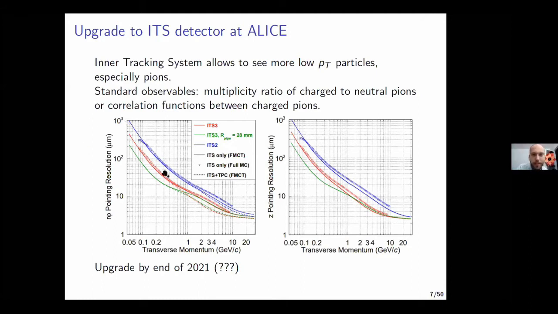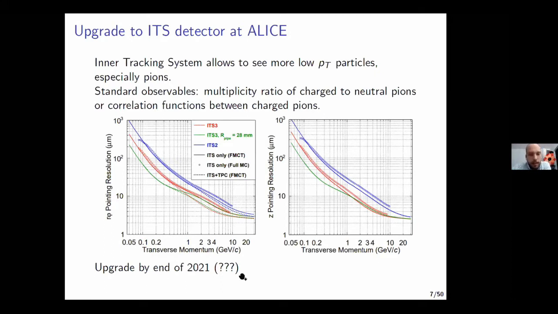They are currently on ITS 2, and with this upgrade, they'll go down to one of these red lines or the green lines. I think the red line is kind of the minimum, and the green line is kind of better. Anyway, the standard observable you would be measuring to gain insight into this chiral critical physics is the multiplicity ratio of charged to neutral pions. Or, for instance, you can look at the correlation function between charged pions.